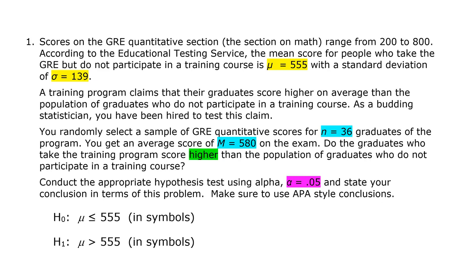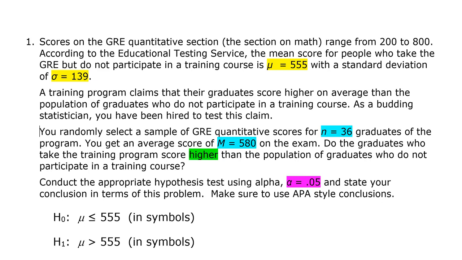You randomly select a sample of GRE quantitative scores for n equal to 36 graduates of the program. You get an average score of sample mean M equal to 580 on the exam. Do the graduates who take the training program score higher than the population of graduates who do not participate in a training course? Conduct the appropriate hypothesis test using alpha equal to 0.05 and state your conclusion in terms of this problem. Make sure to use APA style conclusions.